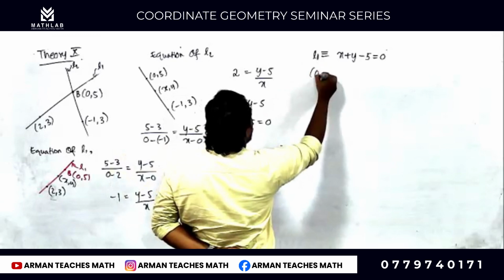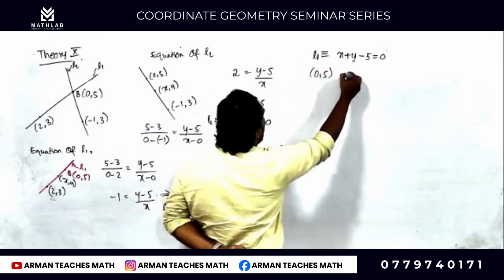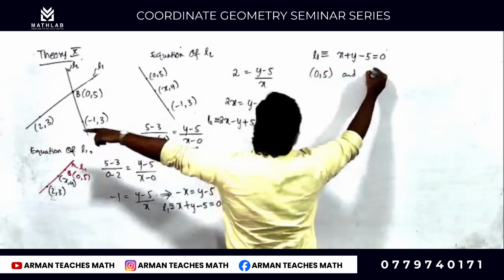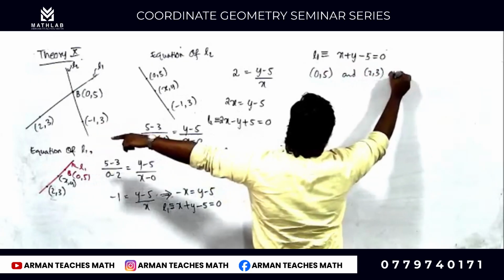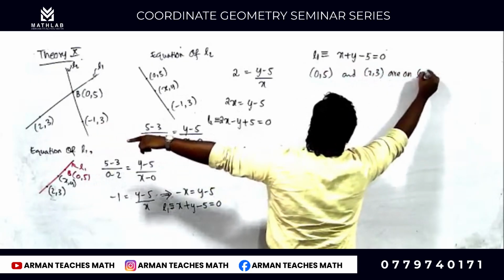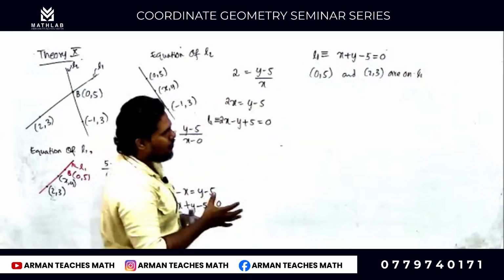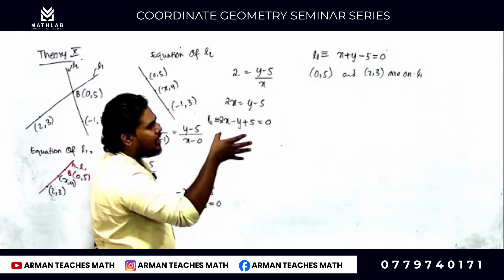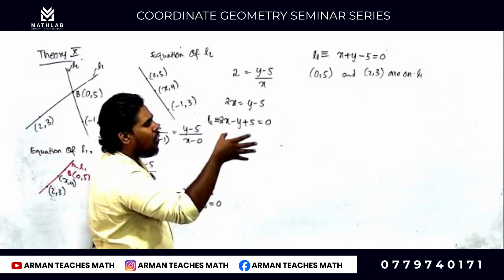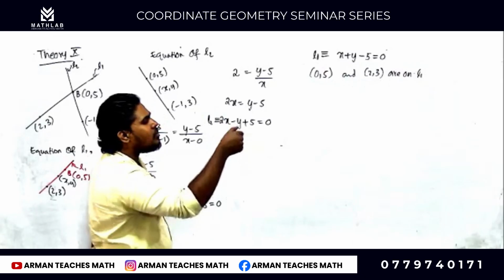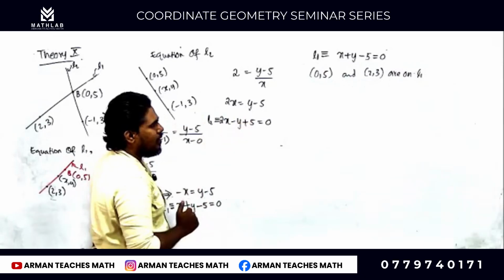So on the straight line L1, what are the points we have? 0, 5 and another point 2, 3 are on L1. What's the theory? The equation is satisfied by the coordinates of the points on that particular straight line.